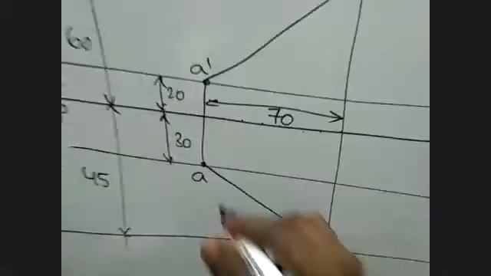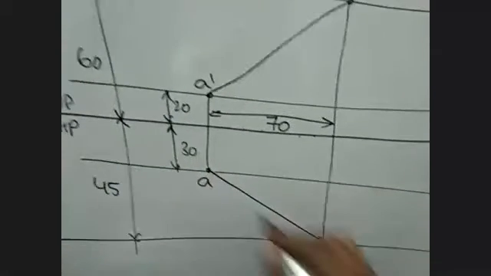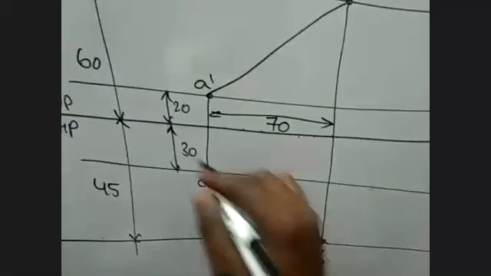So here, from apparent length, how do I get the true length? Taking this as the center, this is the radius, the length of the line.